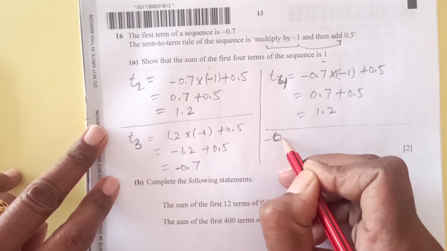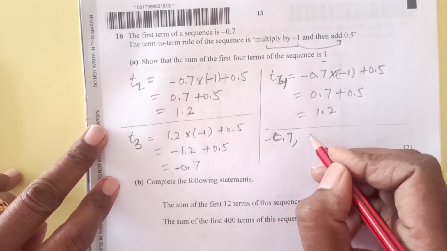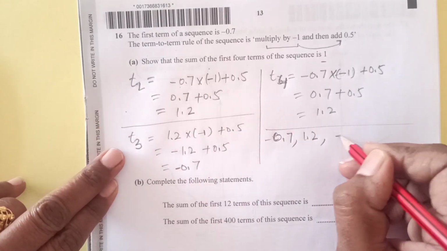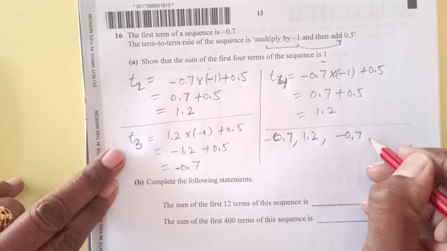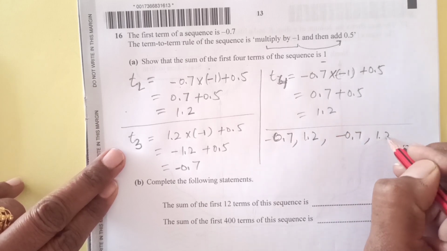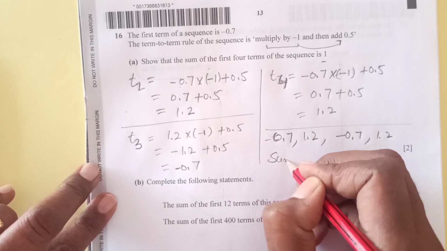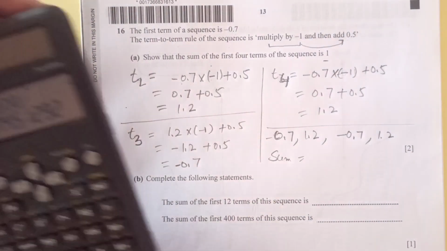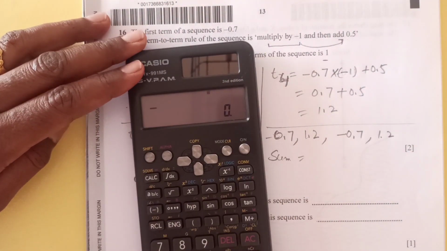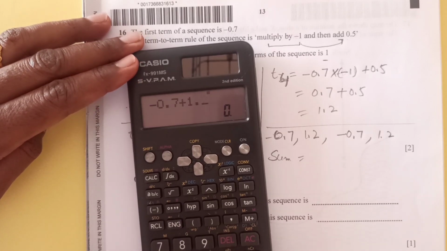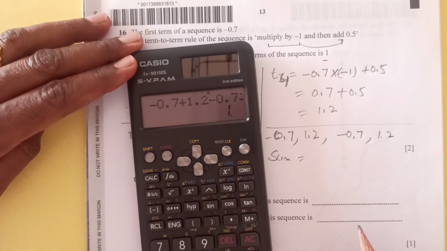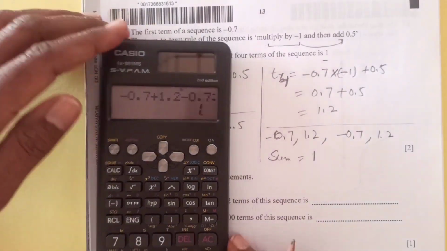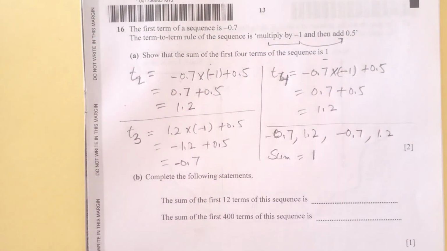The first term is negative 0.7, second is 1.2, third is again negative 0.7, fourth is 1.2. Now we are asked the sum. The sum, if you add all together, minus 0.7 plus 1.2 minus 0.7 plus 1.2. So the answer is 1, right? So the sum is 1. So that's what we need to show here, right?